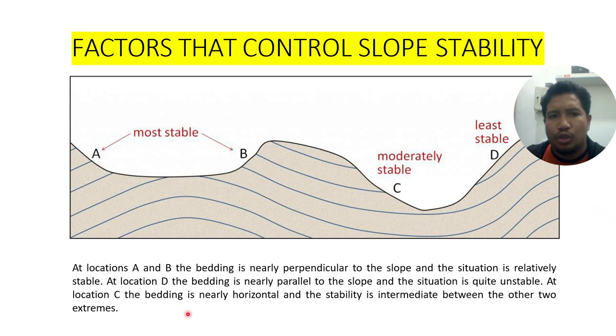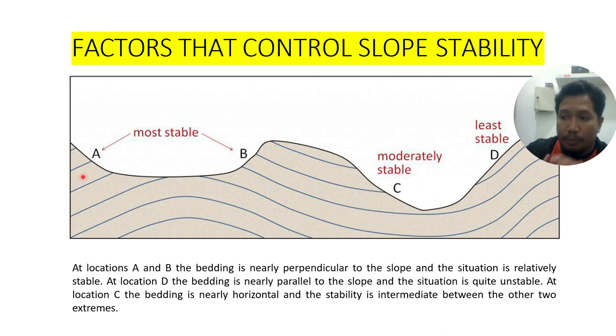The diagram shows a slope with different bedding orientations: A, B, C and D. The bedding is, as you know, the layers of the rocks that make up the slope. The different bedding orientation will affect the stability of the slope. For example, at location A, the bedding is nearly perpendicular to the slope. This is the most stable orientation because the layer of rock can resist the force of gravity.